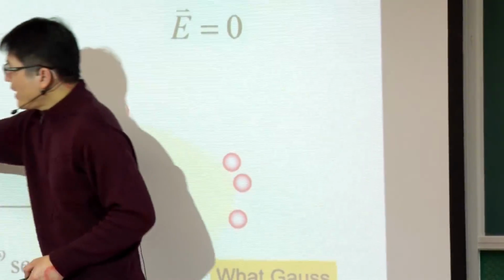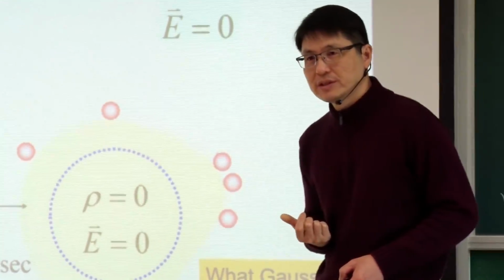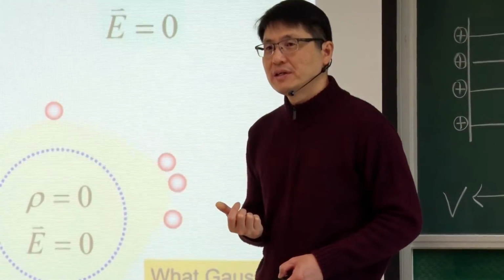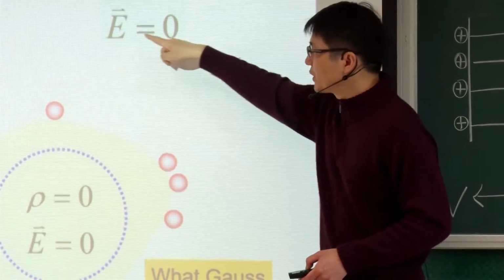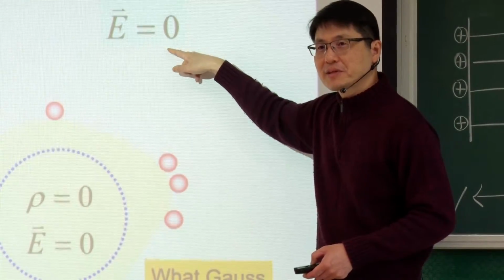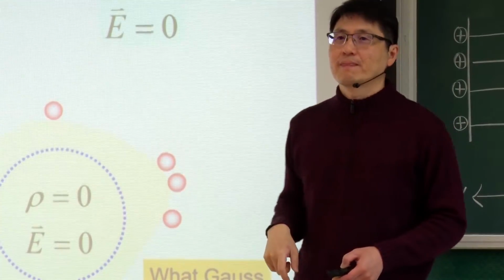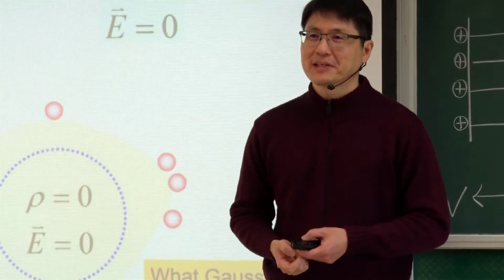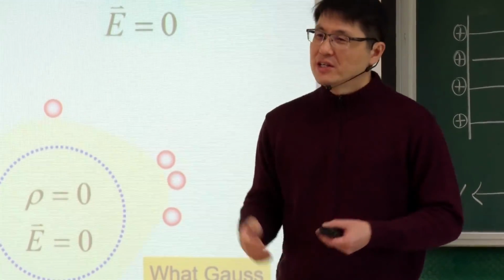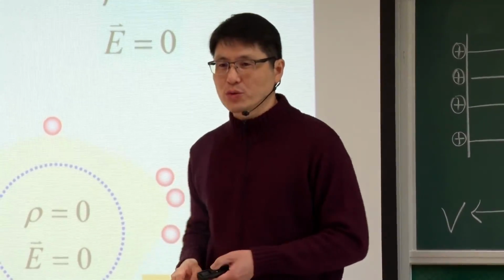So if any 2 positions are having the same potential, it also implies inside the metal you cannot have field distribution. Why? Can anyone answer this question? It's too bad you're not in classroom. Usually I like to ask a lot of questions.